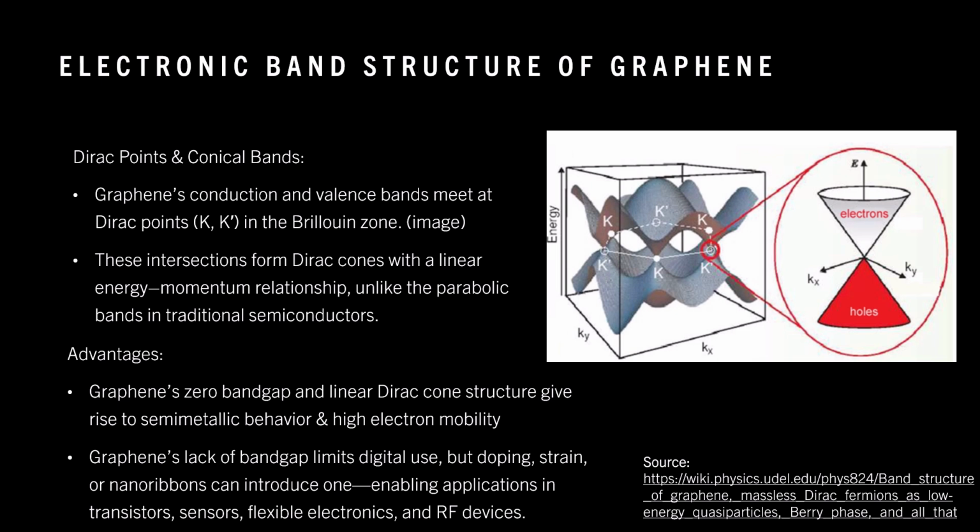However, graphene's zero bandgap limits its use in traditional digital logic applications. To address this, researchers explore methods such as doping, applying strain, or using narrow graphene nanoribbons to open up a bandgap. These strategies expand graphene's potential into areas like transistors, flexible electronics, sensors, and even radio frequency devices.